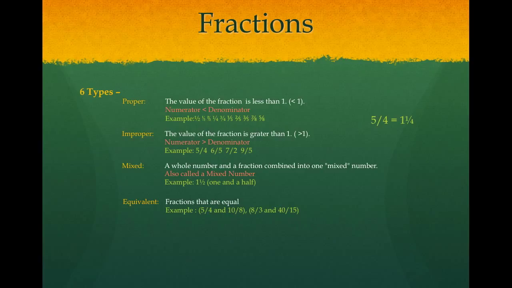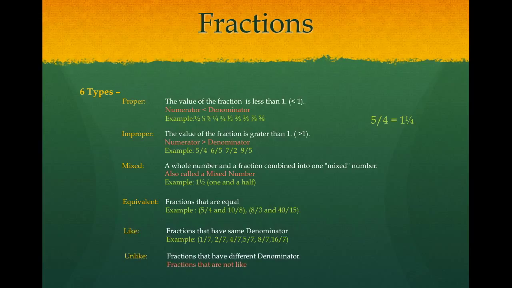So the fifth type is like fractions. The fractions that have the same denominator are called like fractions. For example, 1 by 7, 2 by 7 and so on. So here all the denominators are the same, therefore they are called like fractions. And the sixth one is called unlike fractions. So fractions that have different denominators are called unlike fractions, or fractions that are not like are called unlike fractions. Okay, so these are the types of fractions.